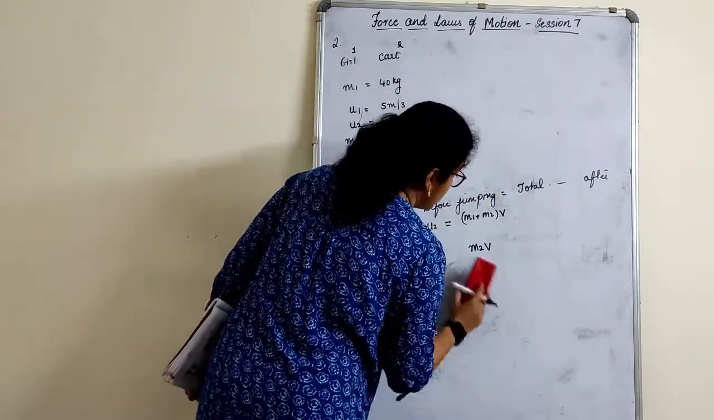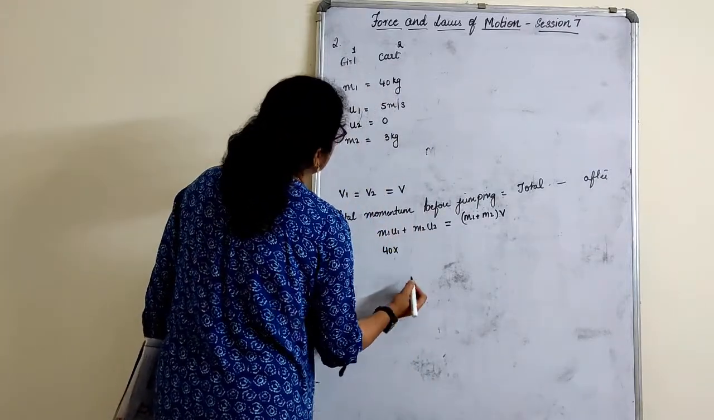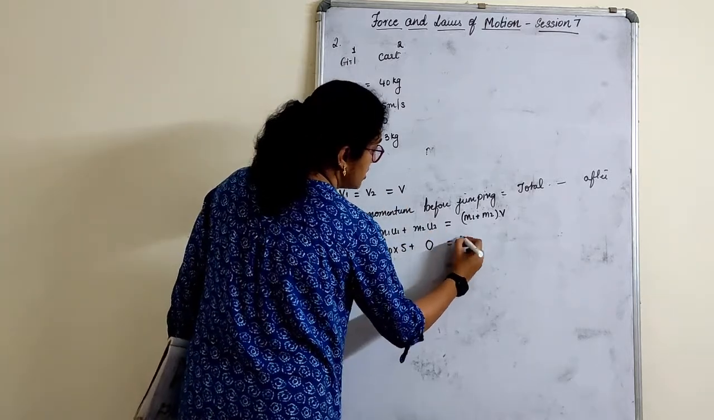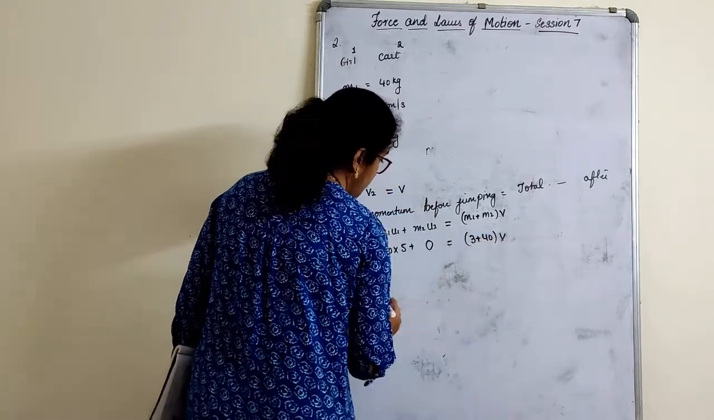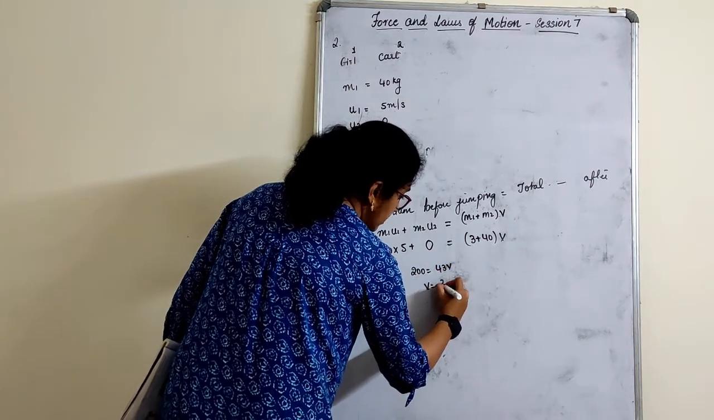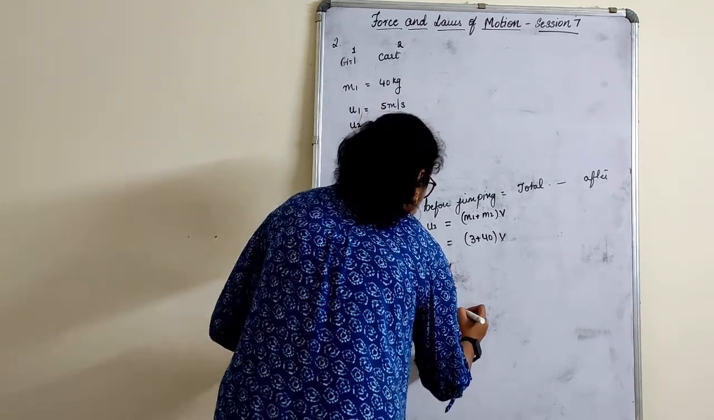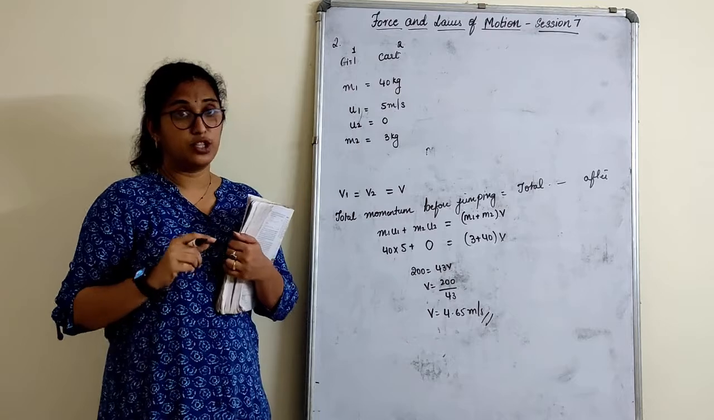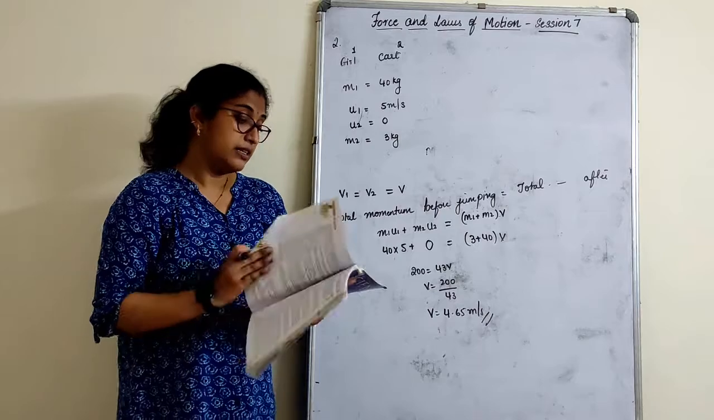So let's follow this. Let us substitute the values and find out. M1 is 40, U is 5, plus U2 is 0 anyhow, so I'll write 0, is equal to M1 plus M2, that is 3 plus 40, of V. So 200 is equal to 43V. V is equal to 200 by 43 and the answer is 4.65 meters per second. It will be plus because they are going in the same direction. Right? We have another similar sum.